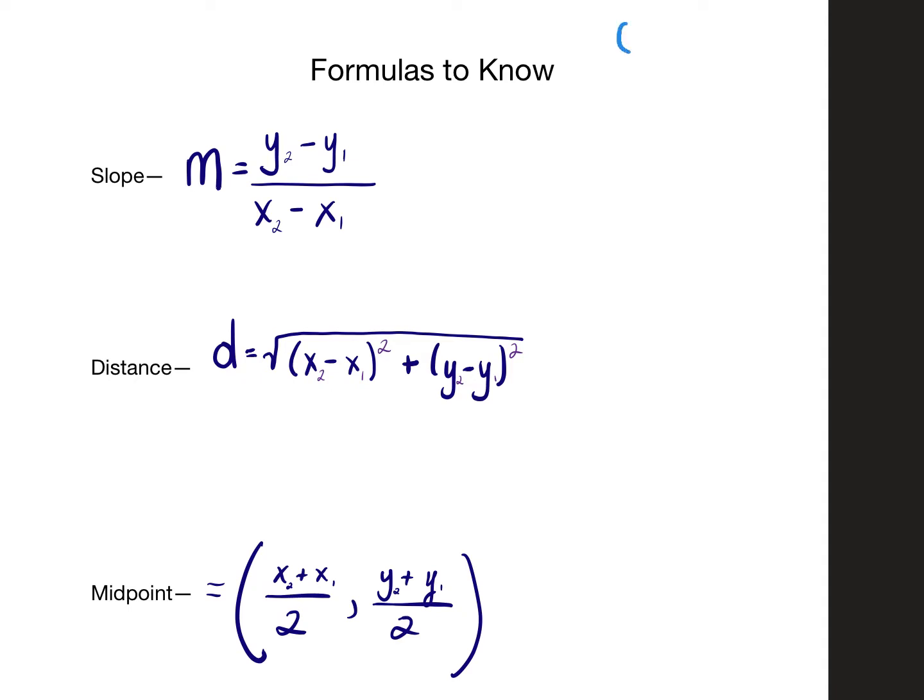So I'm gonna make up a point. We'll have 0, 3, and 4, 1. So these are just 2 points. We're gonna have to find the slope between these 2 points, the distance between the 2 points, and the midpoint of these 2 points. So let's start with the slope.